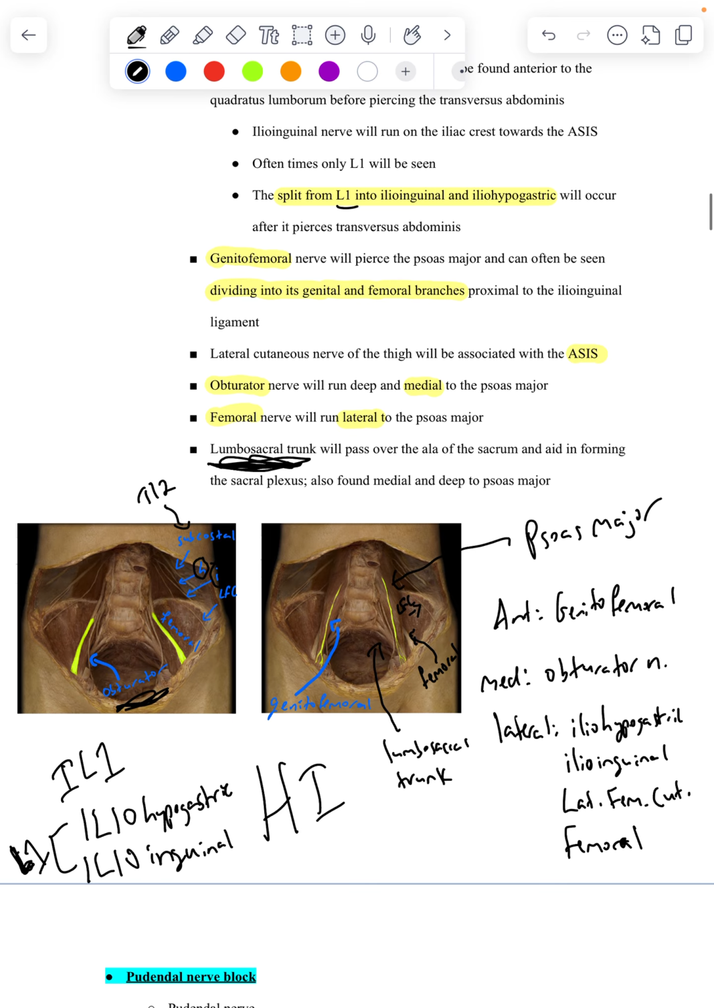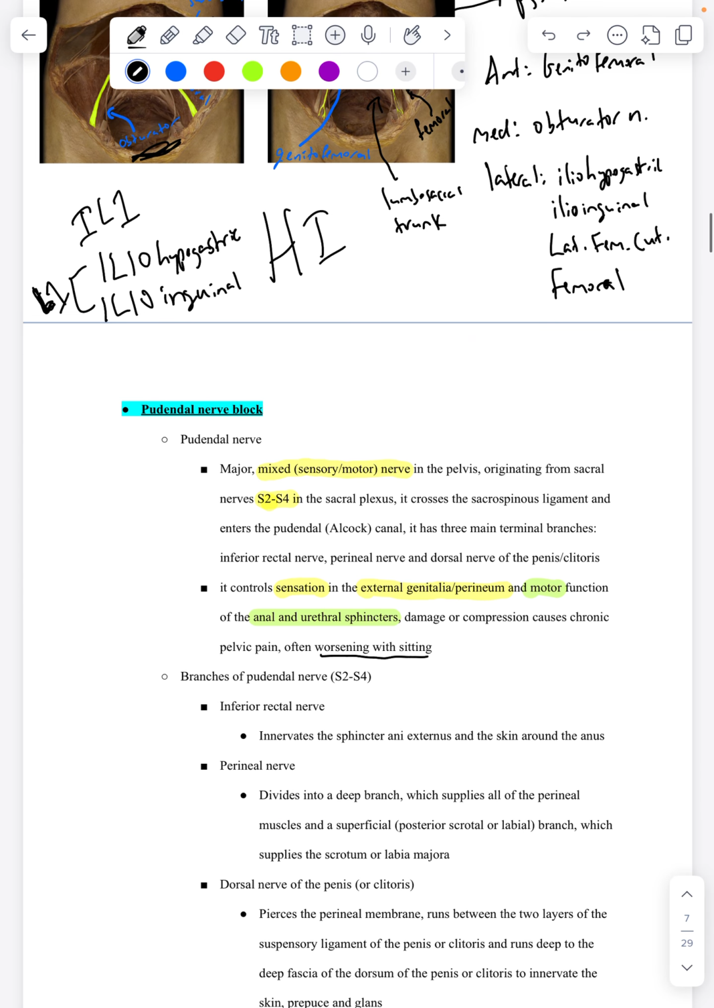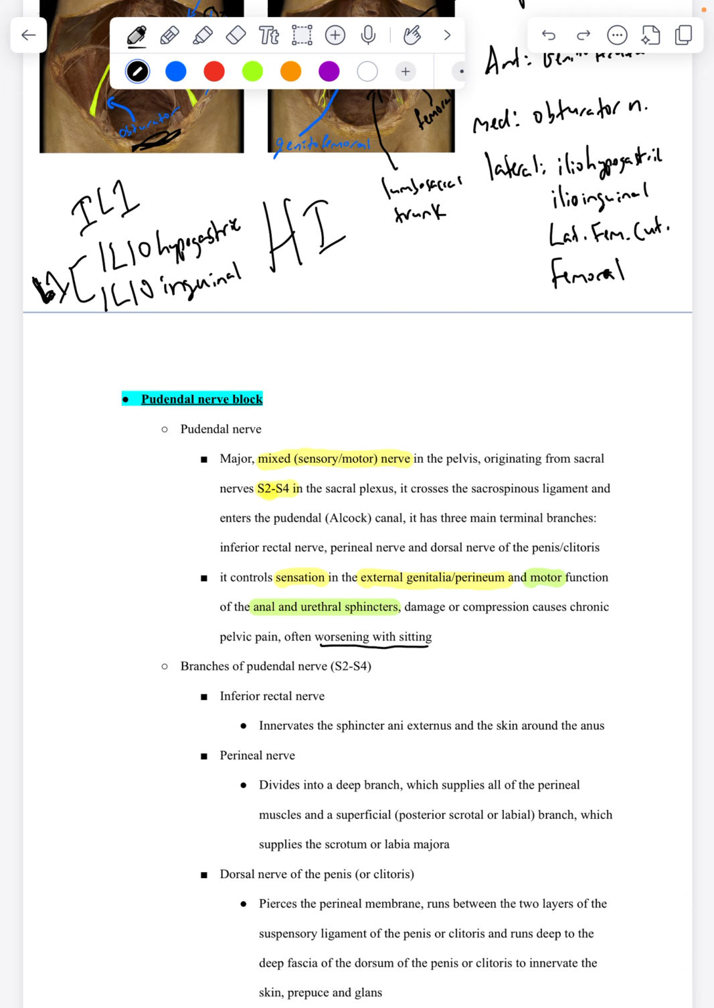Also, for bony landmarks, your lateral femorocutaneous goes to your ASIS, or anterior superior iliac spine. You obviously would need a pelvis to see it more clearly, but it goes to here, which is your ASIS, if they ask. Okay, now, pudendal nerve block.